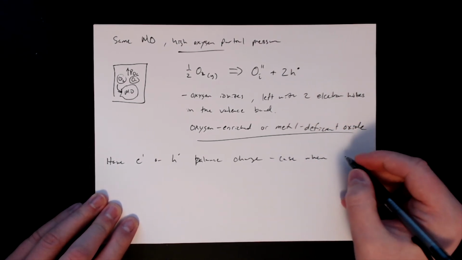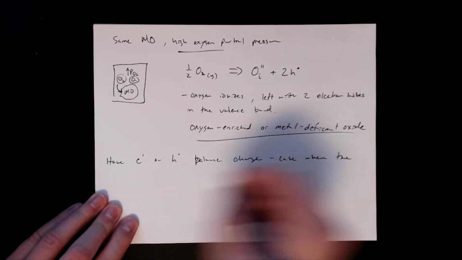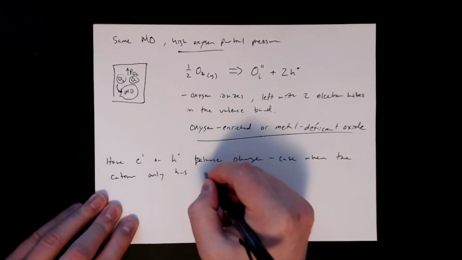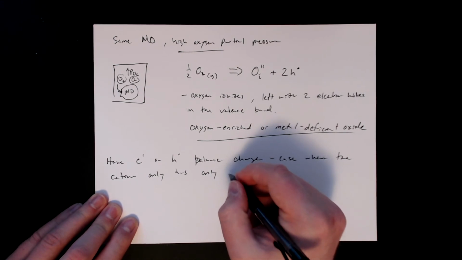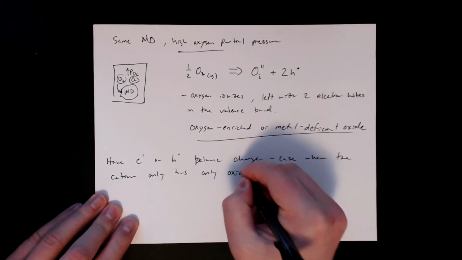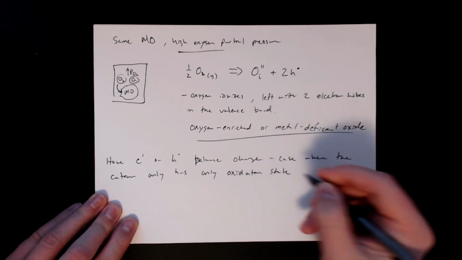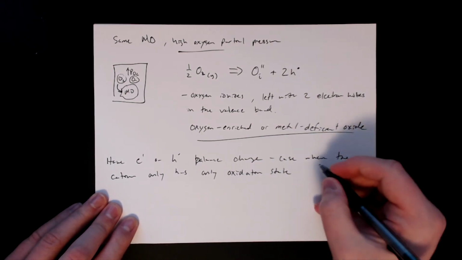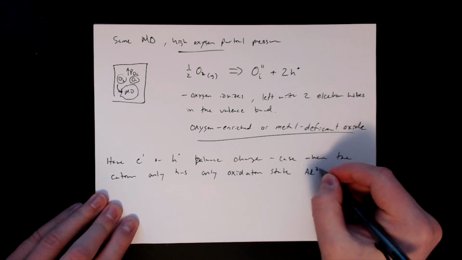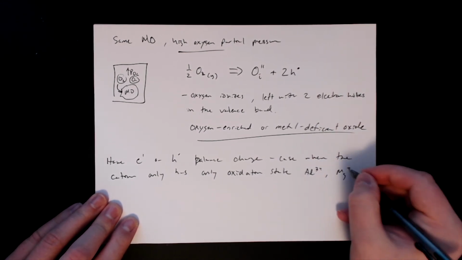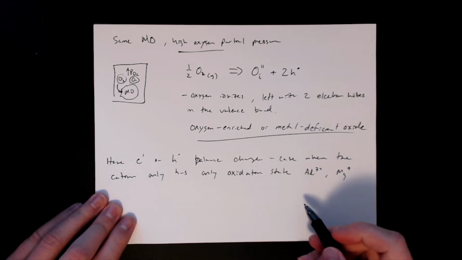So this is the case when the cation only has one oxidation state, so something like aluminum, that's 3+, or magnesium, that's 2+. That's pretty common for those.